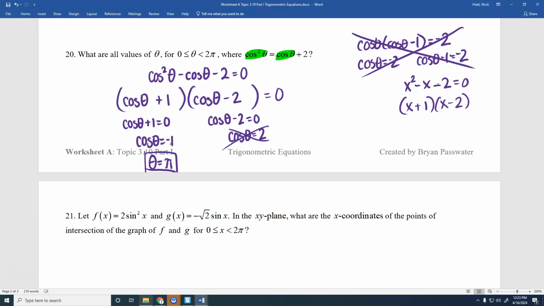If the domain wasn't restricted, could you just go around the circle again and say that it's like... You mean to get cosine of theta equal to 2? No, because as you go around, it doesn't add up, right? For example, at pi over 2, cosine equals 1. If we went around the circle again, it would not equal 2. It would just equal 1 again.